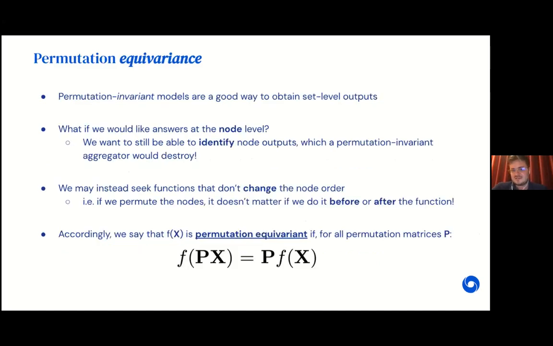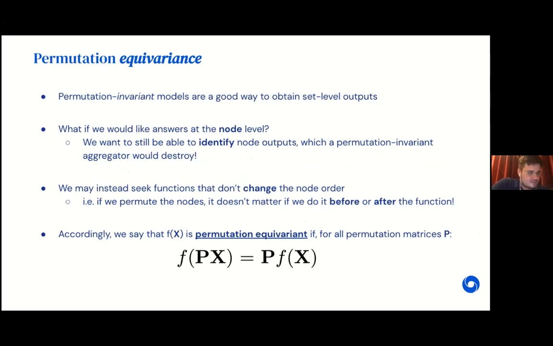Now, as we discussed before, invariant models are a great way to obtain outputs on the level of the whole domain. So in this case, outputs on the level of the whole set. But if we wanted answers at the level of individual nodes, well, this isn't quite helpful because we still want to be able to identify outputs on the level of individual nodes, and this permutation invariant layer would destroy that or make it hard to recover.